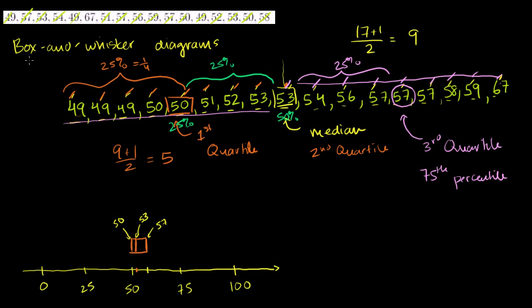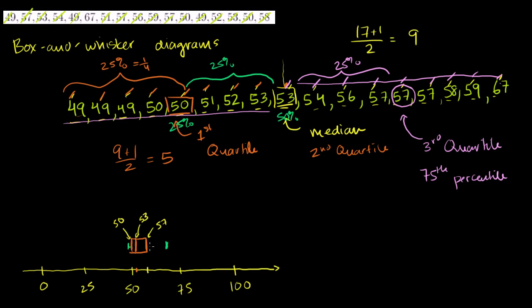Now, it's called a box and whisker diagram. I've only drawn a box. Let me draw the whisker, or the whiskers. The whiskers essentially show us the entire range of data. So the lowest data point is 49, which is right over here. I should zoom in on this a little bit. Highest data point is 67, which is maybe right over there.